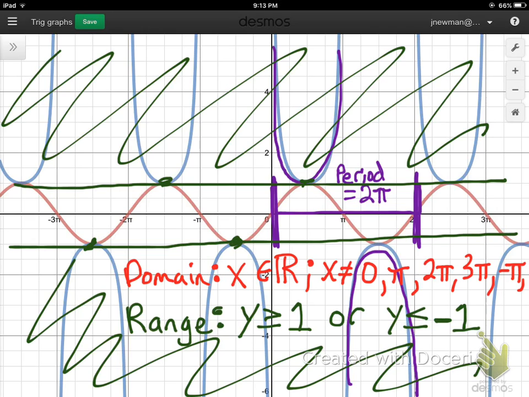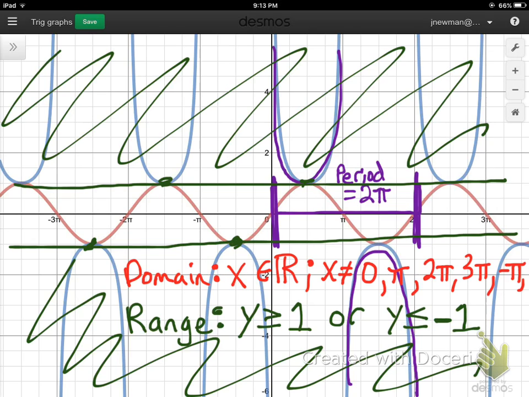I'm not going to show you how to do secant on this because it is very, very similar to cosecant, and the reciprocal of secant is cosine. So I want you to try the same process I did: plotting the points, reciprocating them, and finding out.